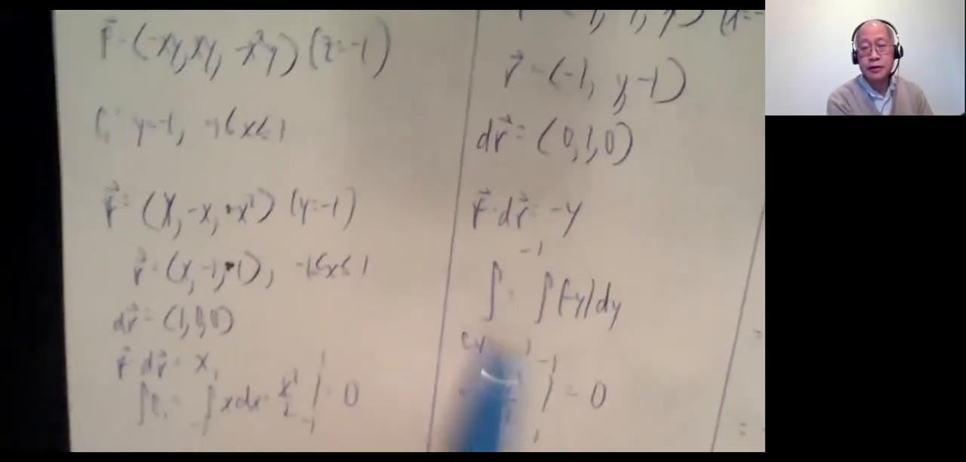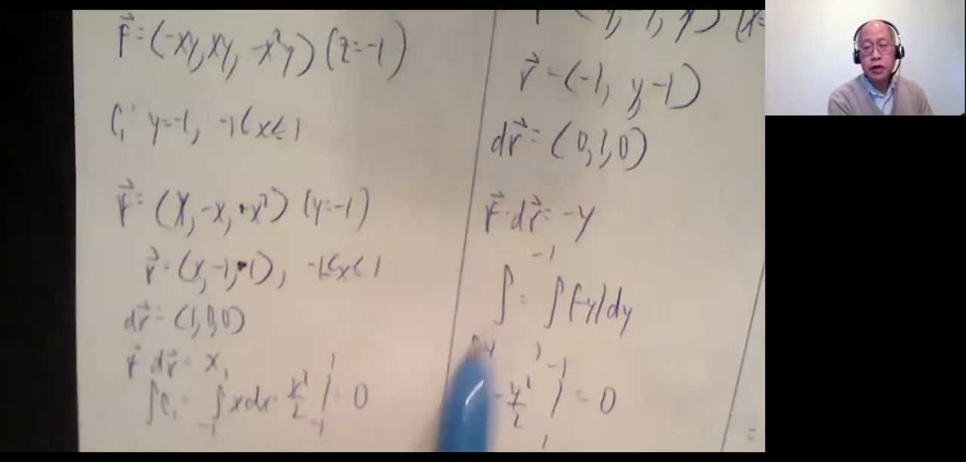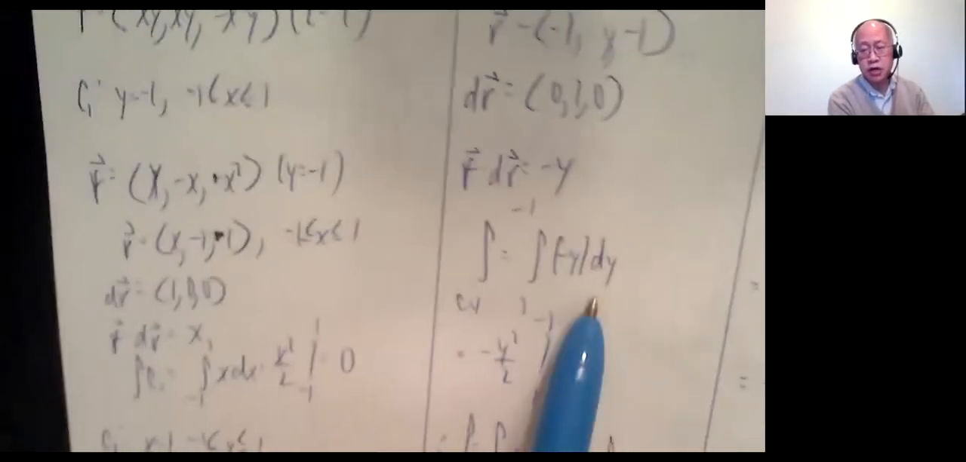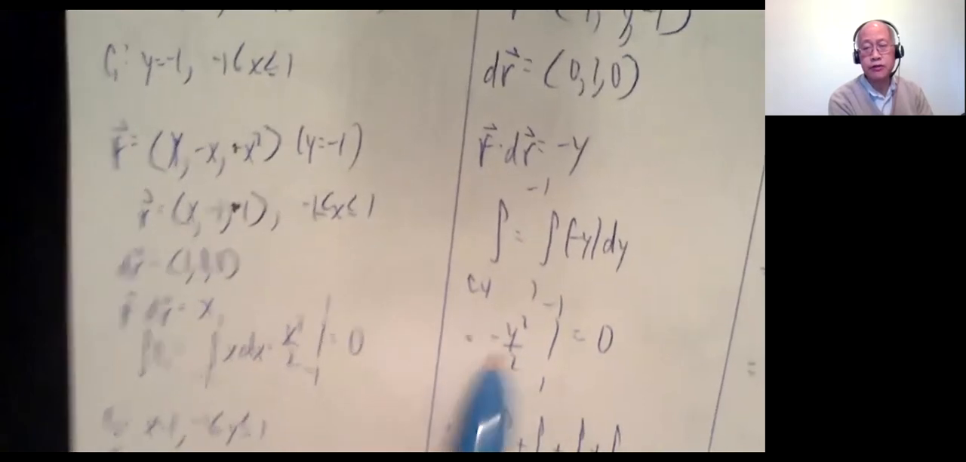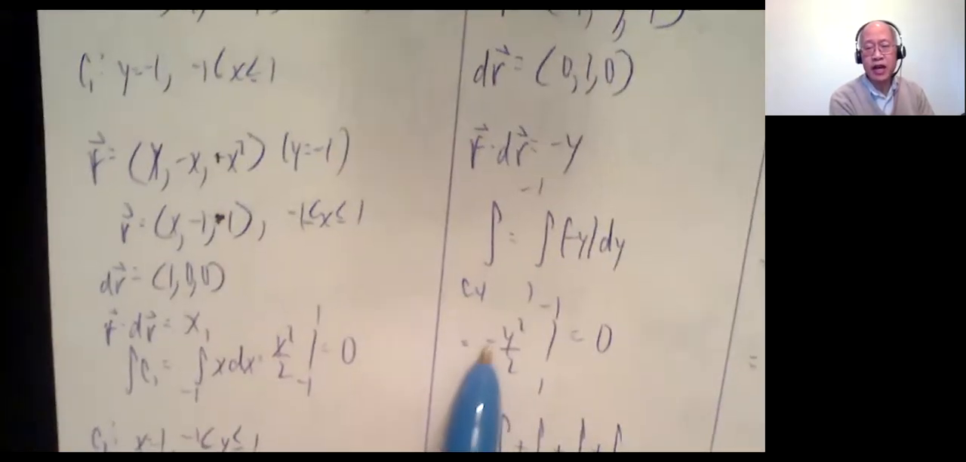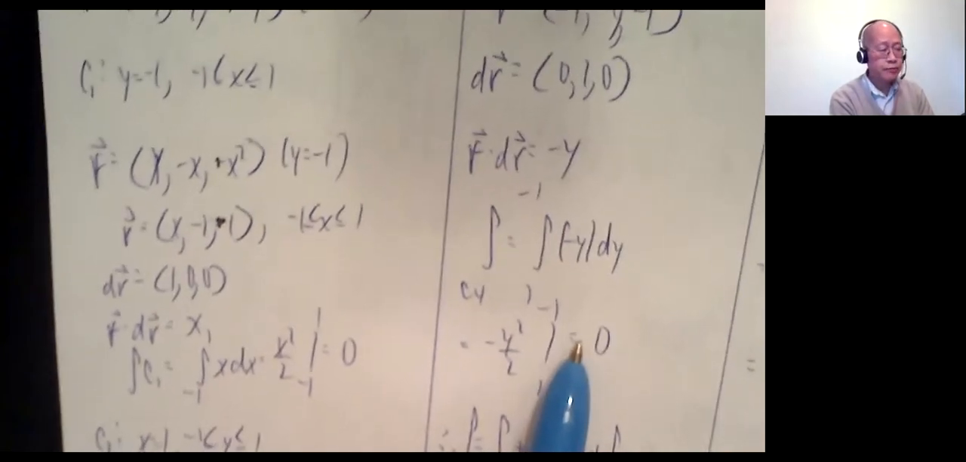Okay. So you can see some of these problems are really long. I know. Okay, so C4, integral from 1 to negative 1 of negative y dy, that's also going to be 0. So negative y squared over 2 from negative 1 to 1. Again, you get negative 1/2 minus negative 1/2, which is 0.